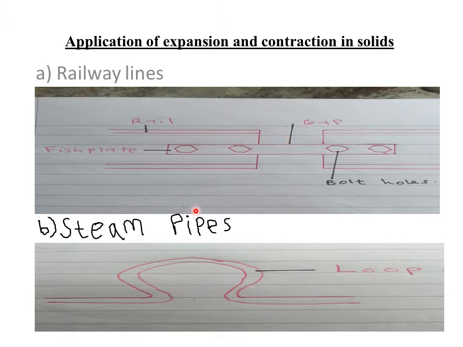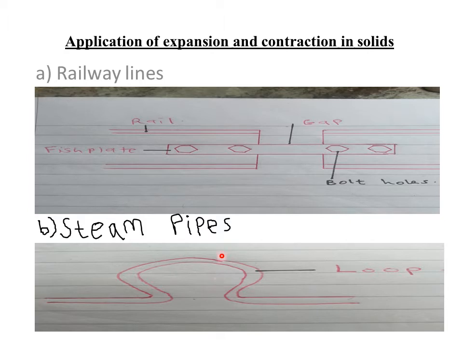The second application of expansion and contraction in solids involves what we call steam pipes. Here is a diagram of how steam pipes usually look. Steam from boilers is usually passed through some pipes. Those pipes are usually fitted with what we call loops, or expansion joints. Now the question is, what is the purpose of these expansion joints or loops?